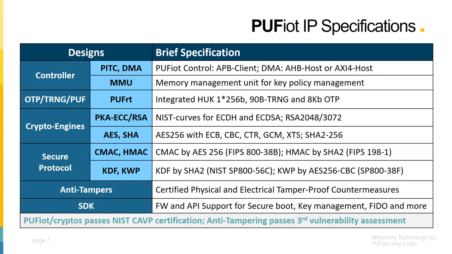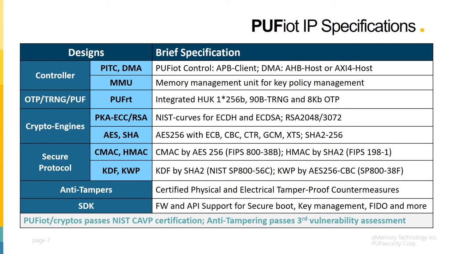This table shows the PUFiot spec for your reference. It features one on-chip 256-bit HUK, high-speed and low-power two random number generators, AKB secure OTP, a standard APB client interface, DMA channel in SPI host or HB host, and a memory management unit for controlling key temporary storage and policy.